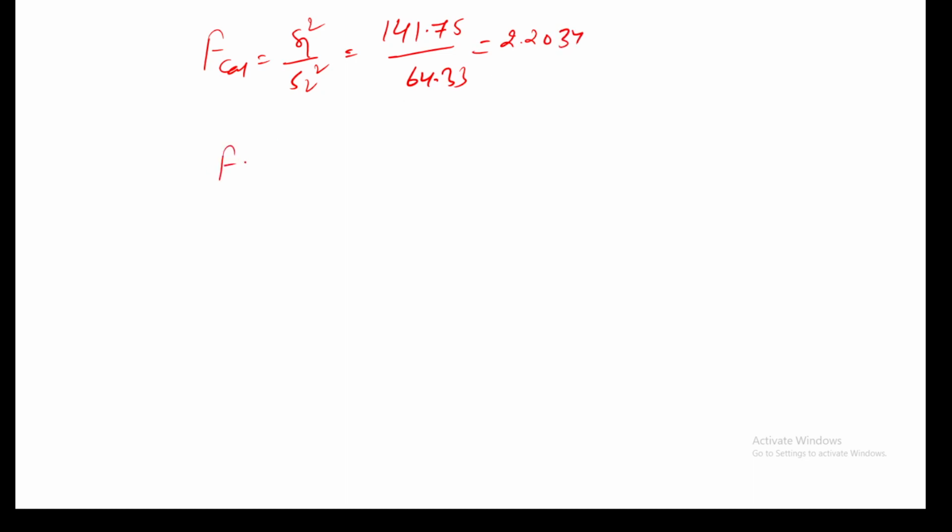So we will go for the F calculated. S1 square upon S2 square, 141.75 upon 64.33, 2.2034. Degrees of freedom 8, 6, and then alpha by 2. I told you it's because of two tailed.